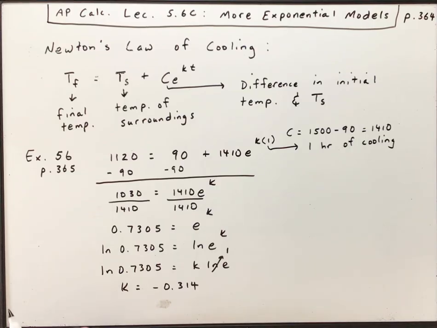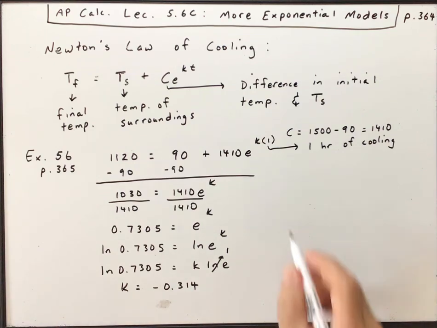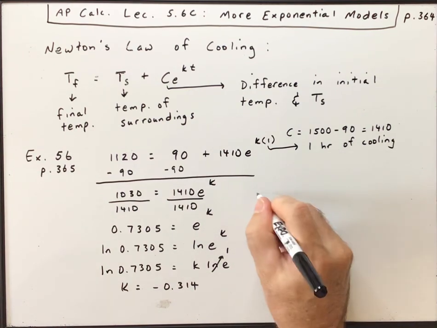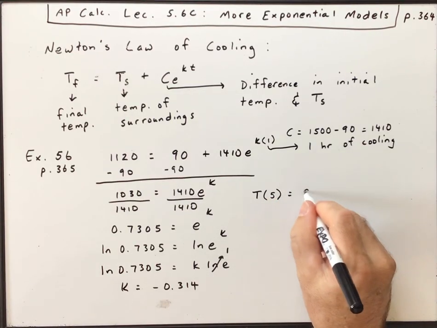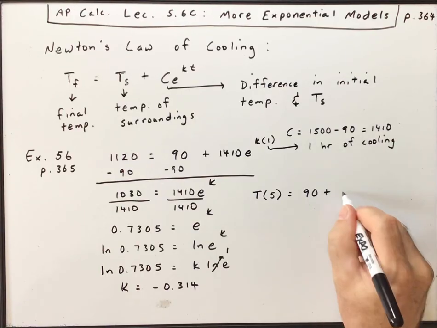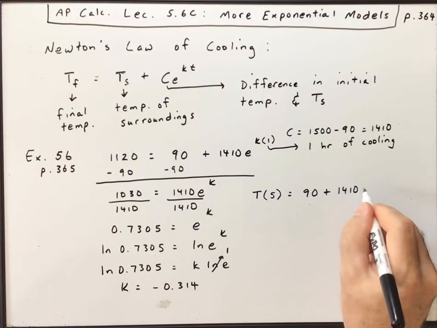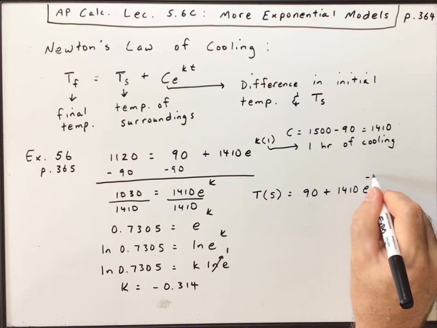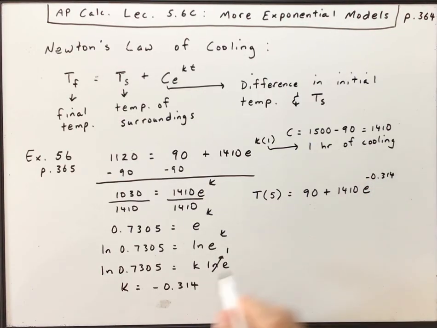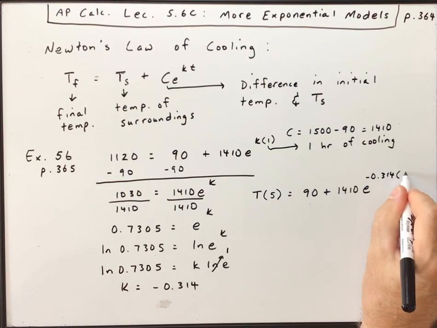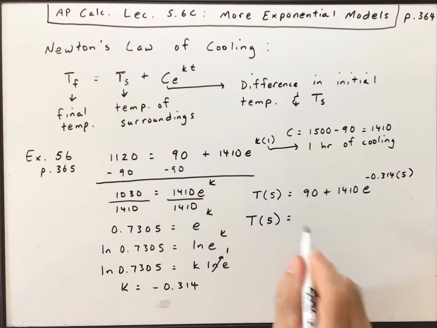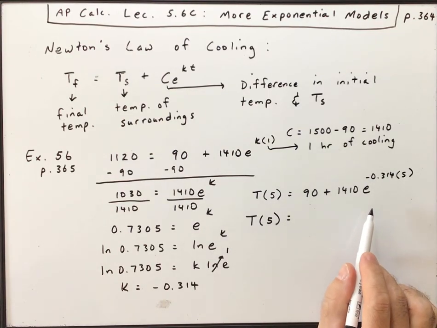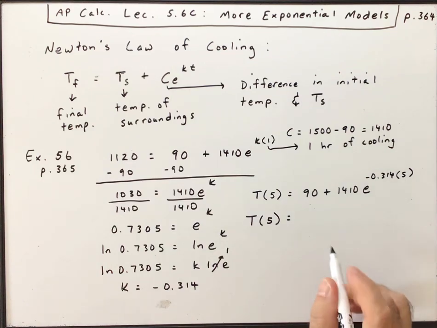Okay, so our model, we want to know what is the temperature at 5 hours? So that would be T of 5. So that's going to be 90 plus 1410 e to the negative 0.314, that's our K that we just found, times 5. So we'll just put that into our calculator. All right, and that's 383.3 degrees.